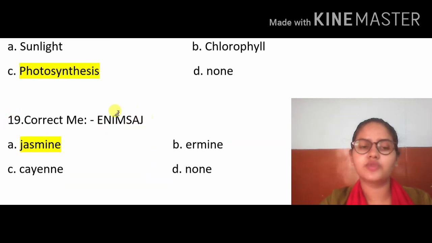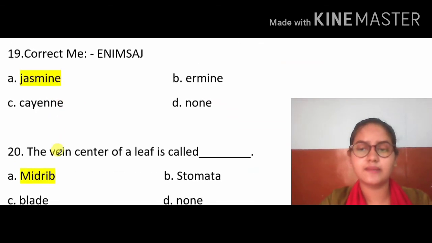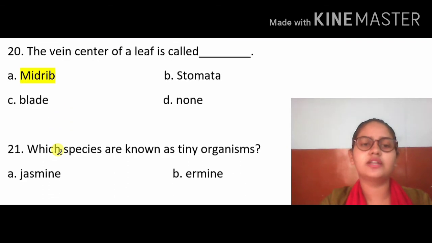Now this one is a jumble word and you have to write it in a correct sentence, right? So you can see I have given four options. None is not an option for us. The three options for us here. Jasmine is the right answer. Now the vein in the center of our leaf is called the midrib.